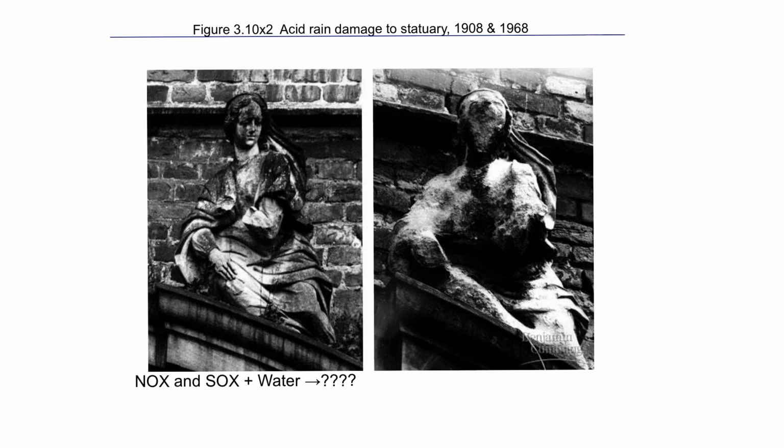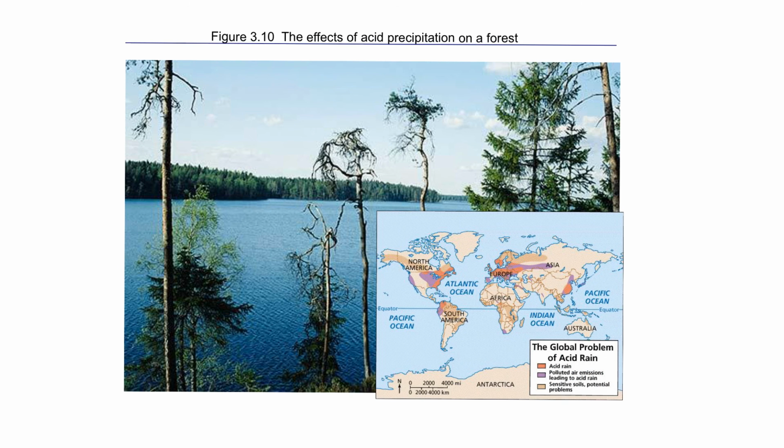So acid rain, we know that NOx produces nitric acid, and SOx plus water is going to form sulfuric acid or sulfurous acid. And this can affect living things as well as building structures and statues. Okay? And so we know that acid precipitation, so this could be acid snow, it could be acid rain, it could even be acid fog, is going to affect living things.